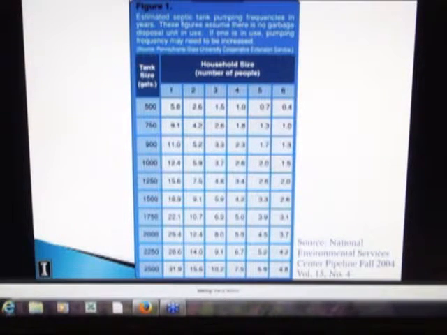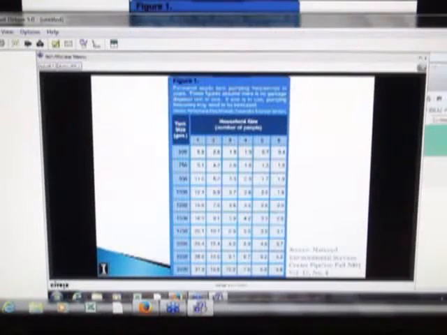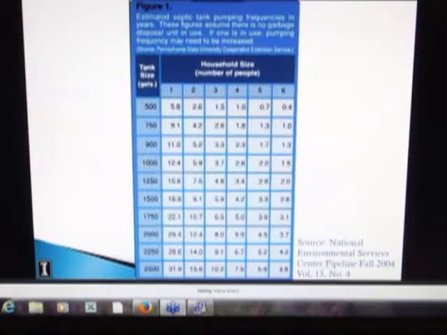If you read at the top here, it says these figures assume there's no garbage disposal in use. We'll get back to that in the questions, but basically if you have a garbage disposal, you need to increase the size of your system. Those solids don't get broken down in your septic tank, and they will clog up your tank much faster. So here they recommend you increase the frequency. I think Ron probably has some suggestions for that as well.